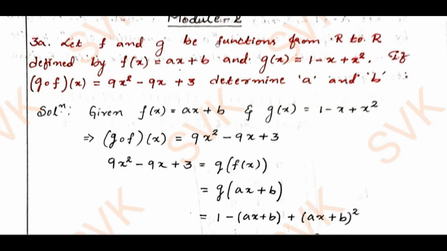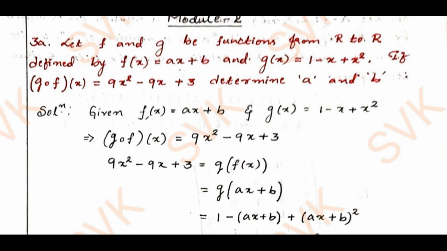Let f and g be functions from R to R defined by f of x as ax plus b and g of x as 1 minus x plus x square. If g composition f of x is equal to 9x square minus 9x plus 3, determine the values of a and b. So this is the question they have given.